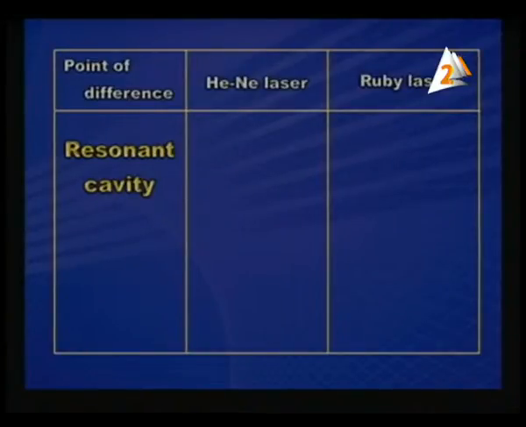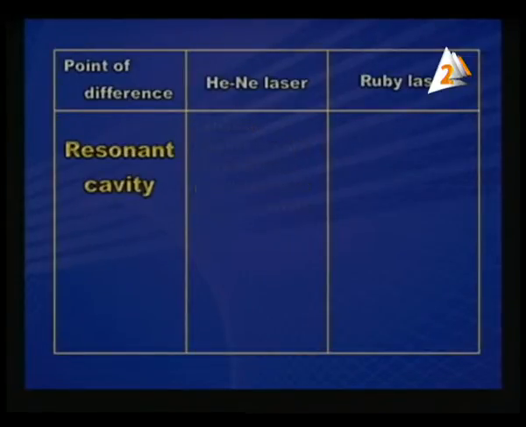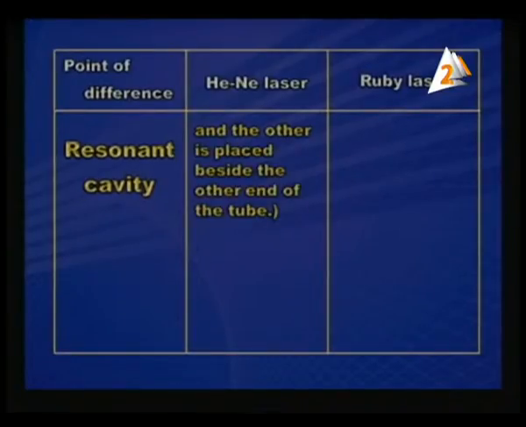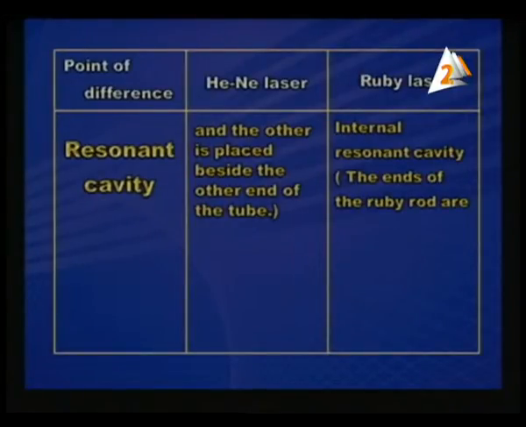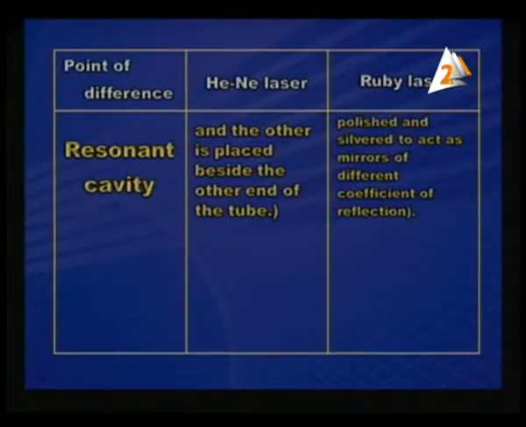What about the resonant cavity? In helium-neon it is an external resonant cavity, two separate parallel plane or concave mirrors. One mirror is placed at one end of the tube, and the other is placed beside the other end of the tube. The resonant cavity in ruby is an internal resonant cavity. The ends of the ruby rod are polished and silvered to act as mirrors of different coefficients of reflection.